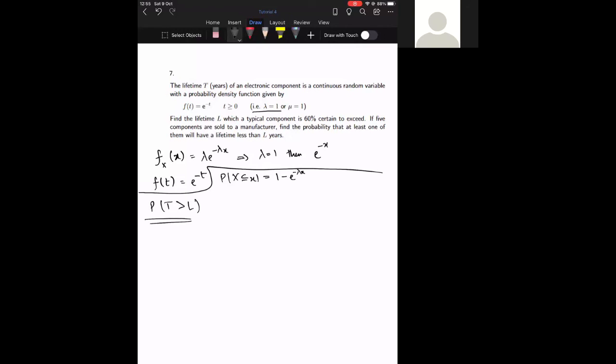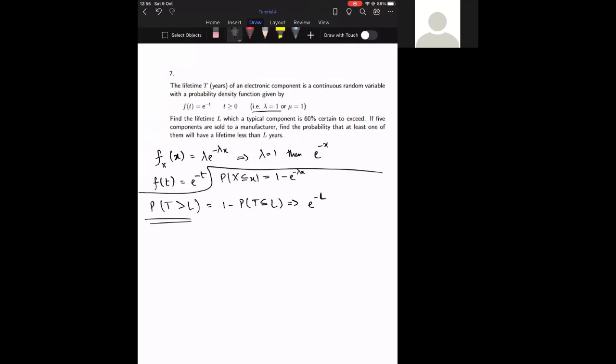But how will we calculate that? The complement is just 1 minus whatever we're taking the complement of. This is 1 minus the probability that t is less than or equal to L, which just becomes e to the minus L. I hope this is clear. So once we subtract the expression of the CDF from 1, we're just left with the exponential term, which becomes e to the minus L for the specific question.